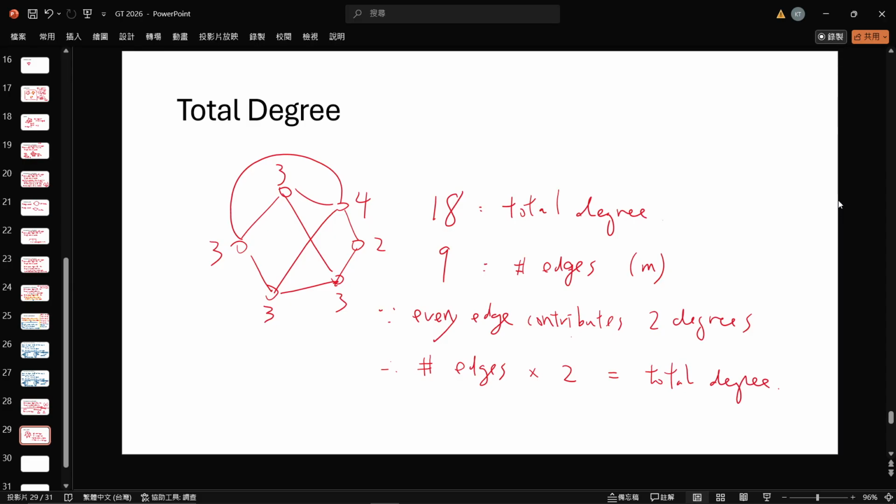Okay, so now we know that total degree is twice the number of edges. And we also know that the number of edges must be an integer, okay? So it cannot be like we have 3.5 edges. No, it's impossible. So whenever you have an integer multiplied by 2, this means the product must be an even number. So the total degree must be even.